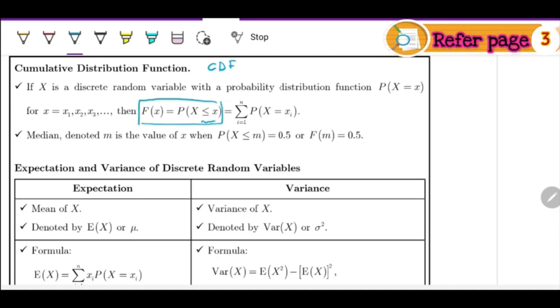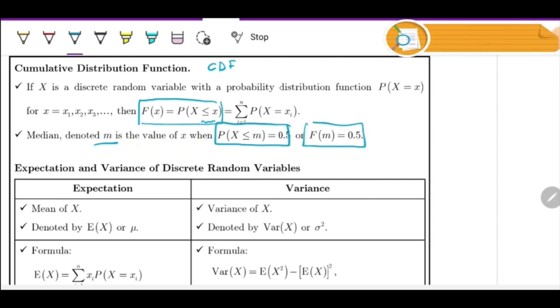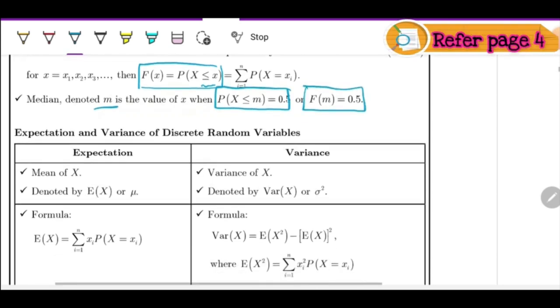We also can find the median for discrete random variable. We denote it as M for median. And the formula is P(X ≤ M) equals 0.5, or capital F(M) equals 0.5. Other than that, we can find expectation and variance for discrete random variables.